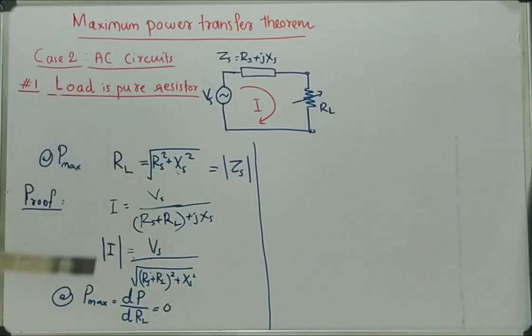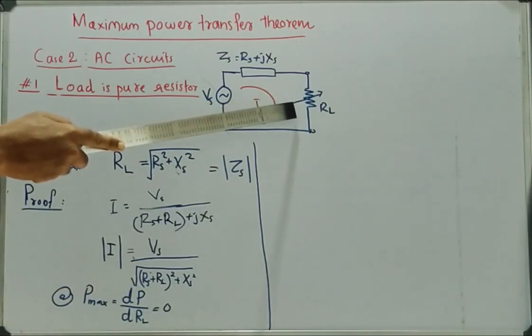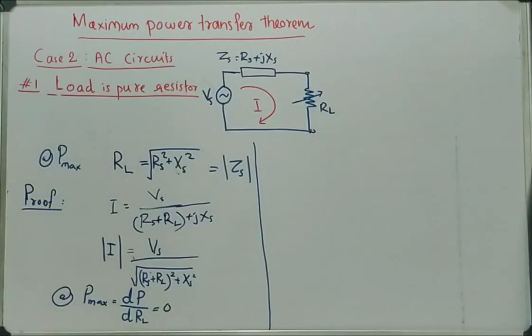We know at maximum power, the derivative of power with respect to the variable is 0. So here the variable is the load resistance RL. Based on these values, we need to find the power, and then find the derivative of that power with respect to the variable RL and equate it to 0 in order to derive this condition.